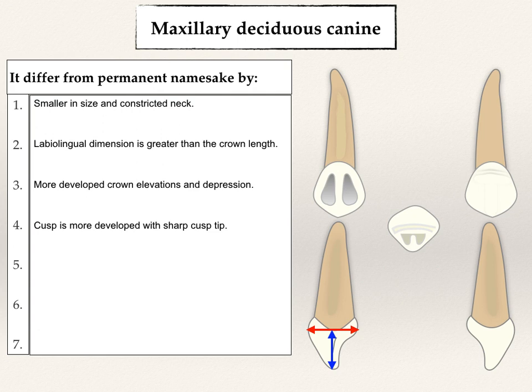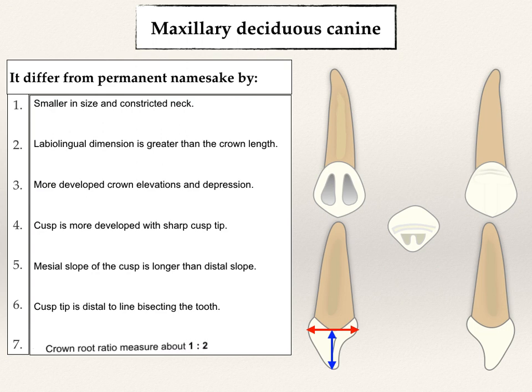The cusp is more developed with a sharp cusp tip. The mesial slope of the cusp is longer than the distal slope. This is a characteristic found only in the maxillary deciduous canine. Also, the mesial slope is longer than the distal slope in the maxillary first premolar. The cusp tip is distal to the line bisecting the tooth. The crown-root ratio measures about 1 to 2, like any deciduous tooth.